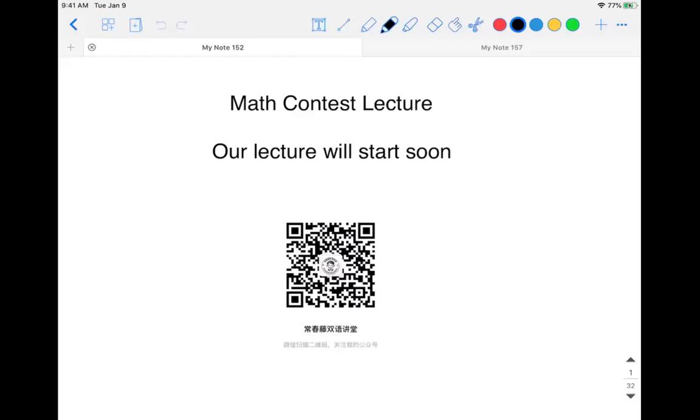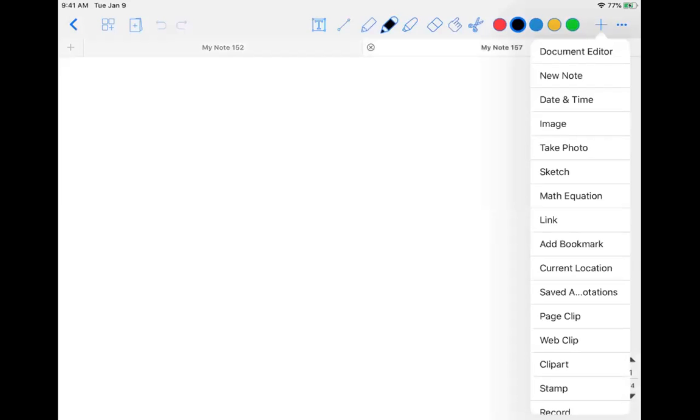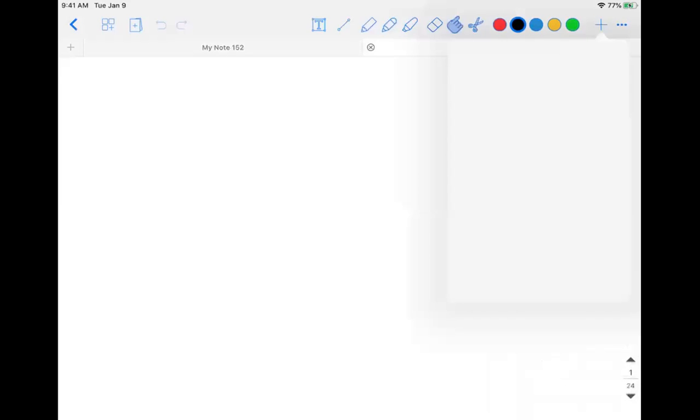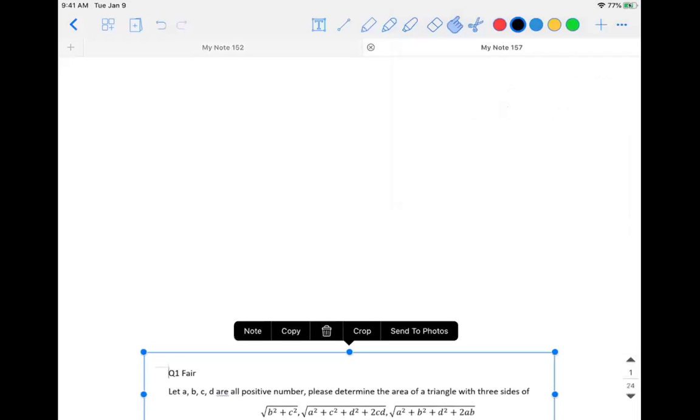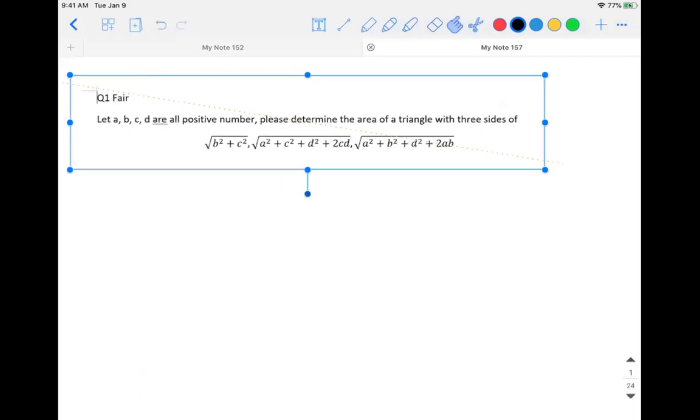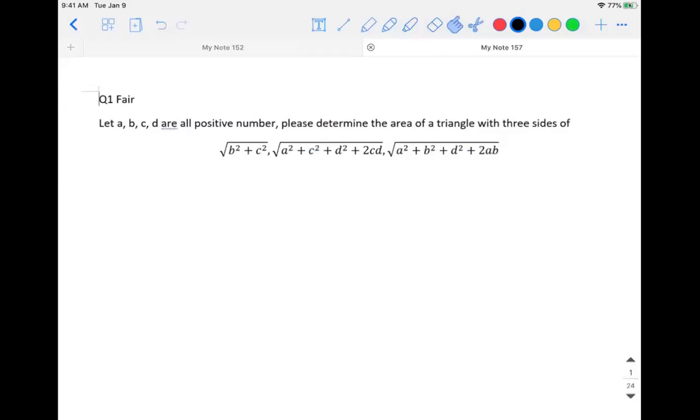Okay, so let's do this one by one. Assignment review, question number 1. In today's allocation, for question number 1, I'm going to be asking Jennifer. Number 2 will be James, and number 3, I'll ask Joey. Okay, let's get started. For number 1, it says you have 4 positive numbers. Please determine the area of a triangle with the 3 sides. For this question, I'm going to ask Jennifer to give us some ideas.